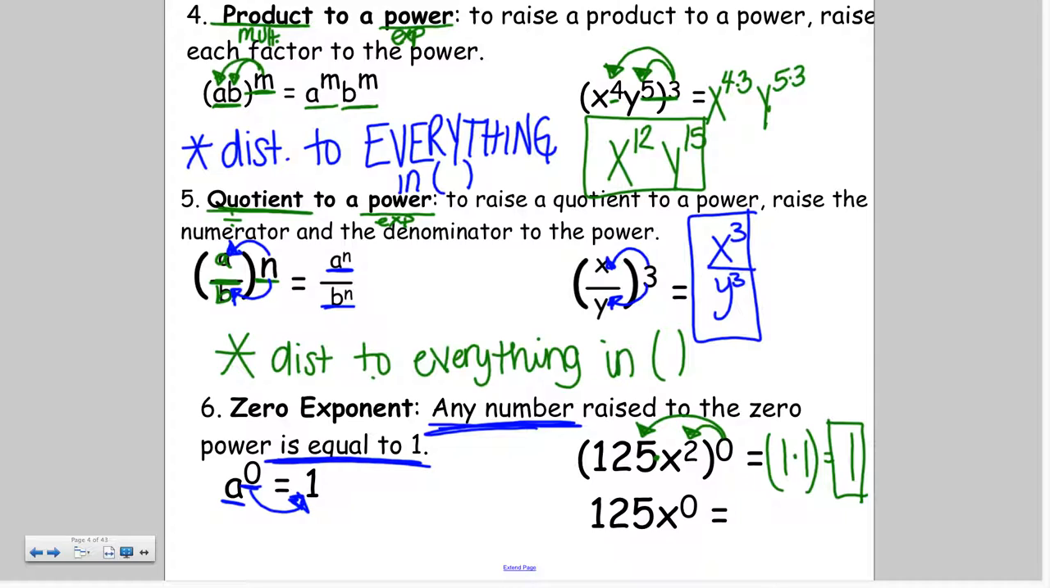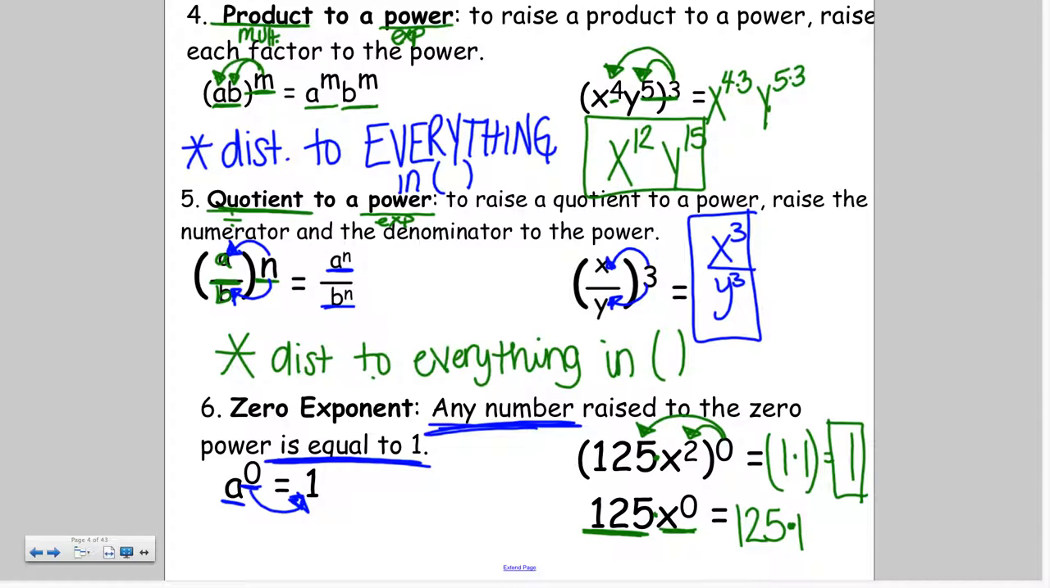All right. Now, this next one is a little bit different. We have 125 times x to the 0. My 0 is only raising my x because there are no parentheses. So this is the only thing that's being raised by 0. My 125 is going to stay the same because it has nothing raised on it. So I have 125, and then x to the 0 power is 1.